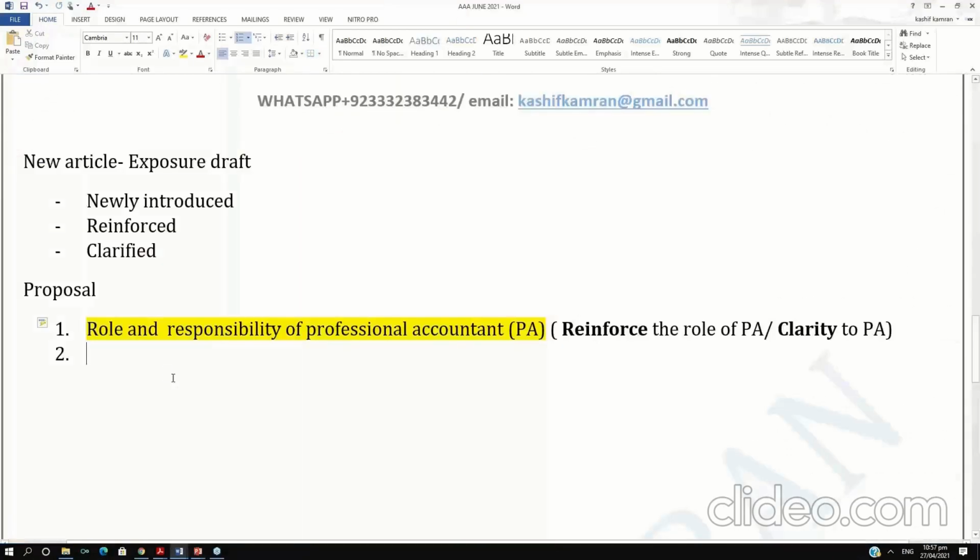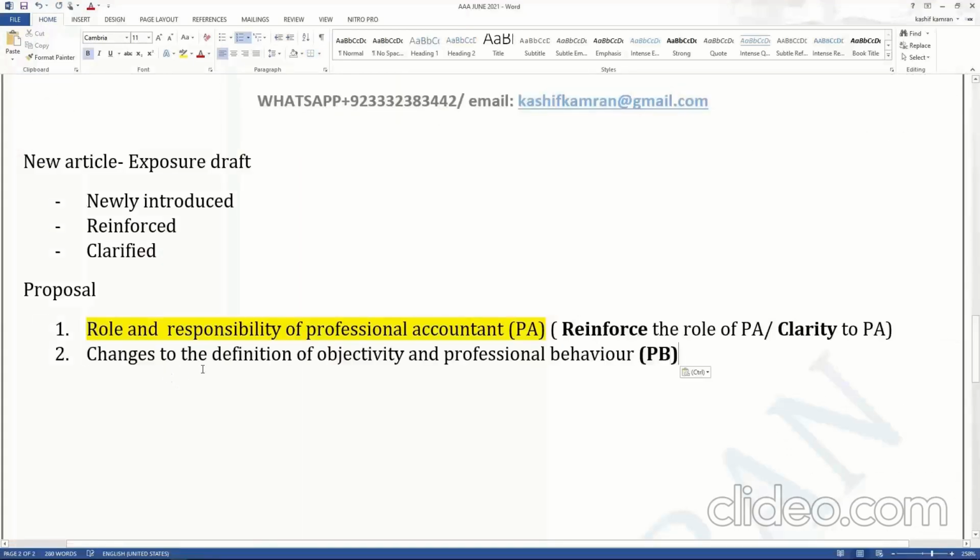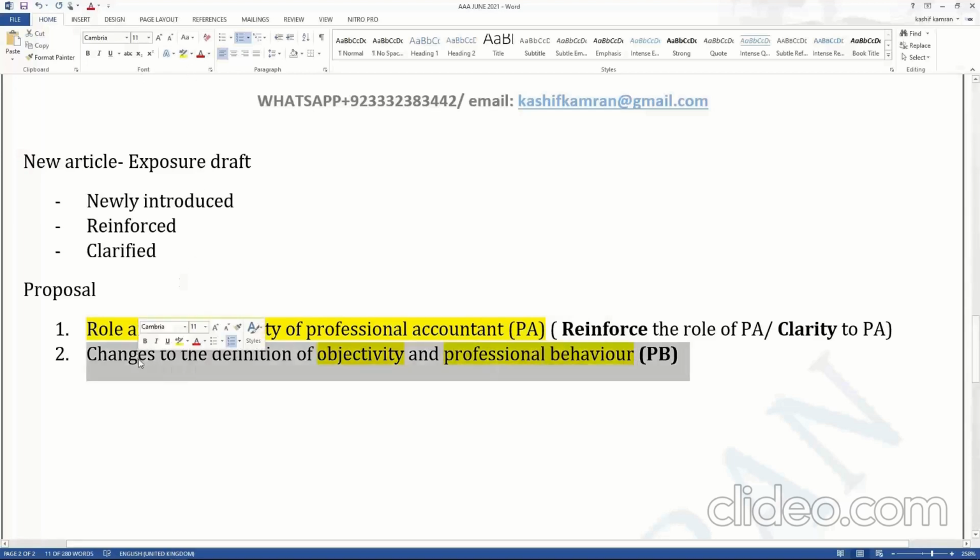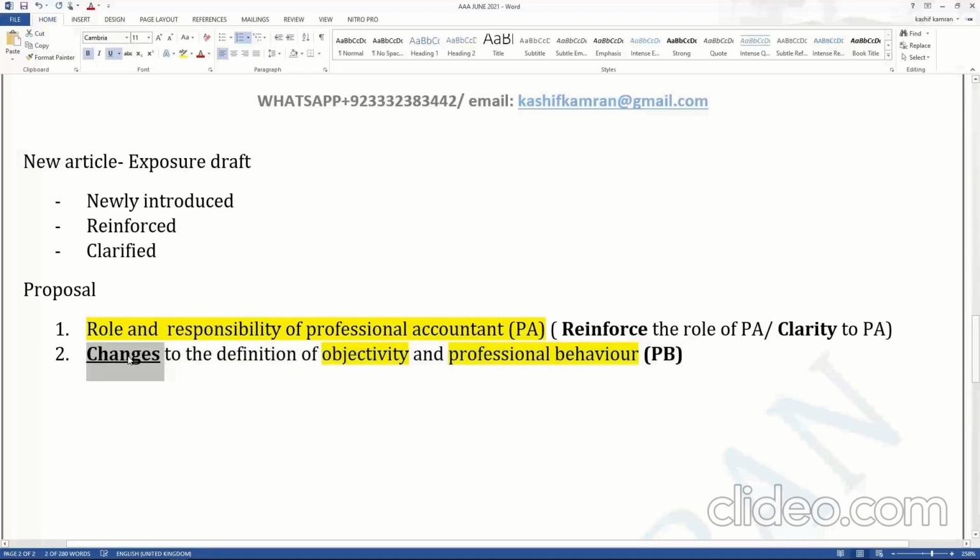Now, you all know the code of conduct, right? And you all know about objectivity, right? And you all know about professional behavior. You must have studied that in your AA paper and your AAA paper, professional behavior and objectivity. Now, what has been important here? Changes. So that's an important word here.